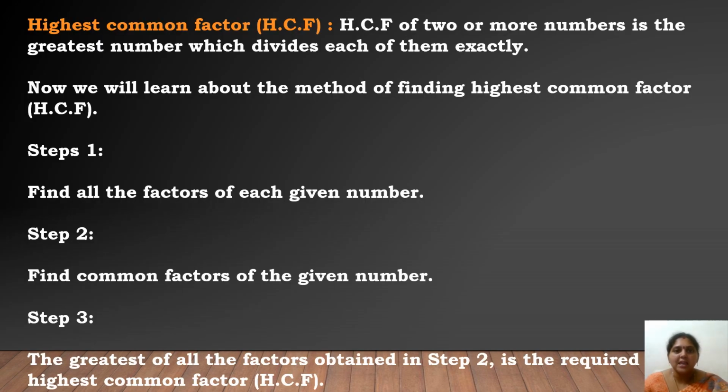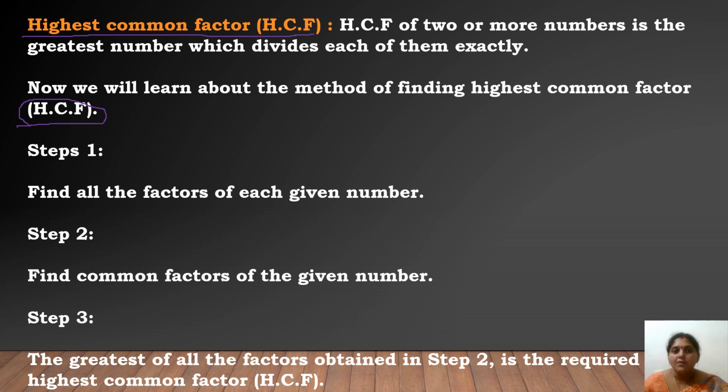Now we will be seeing highest common factor. What is highest common factor? HCF. HCF of two or more numbers is the greatest number which divides each of them exactly. Highest common factor of two or more numbers is the greatest number which divides each of them exactly. Now, we will learn about the method of finding highest common factor, HCF. For finding highest common factor, we have some steps.